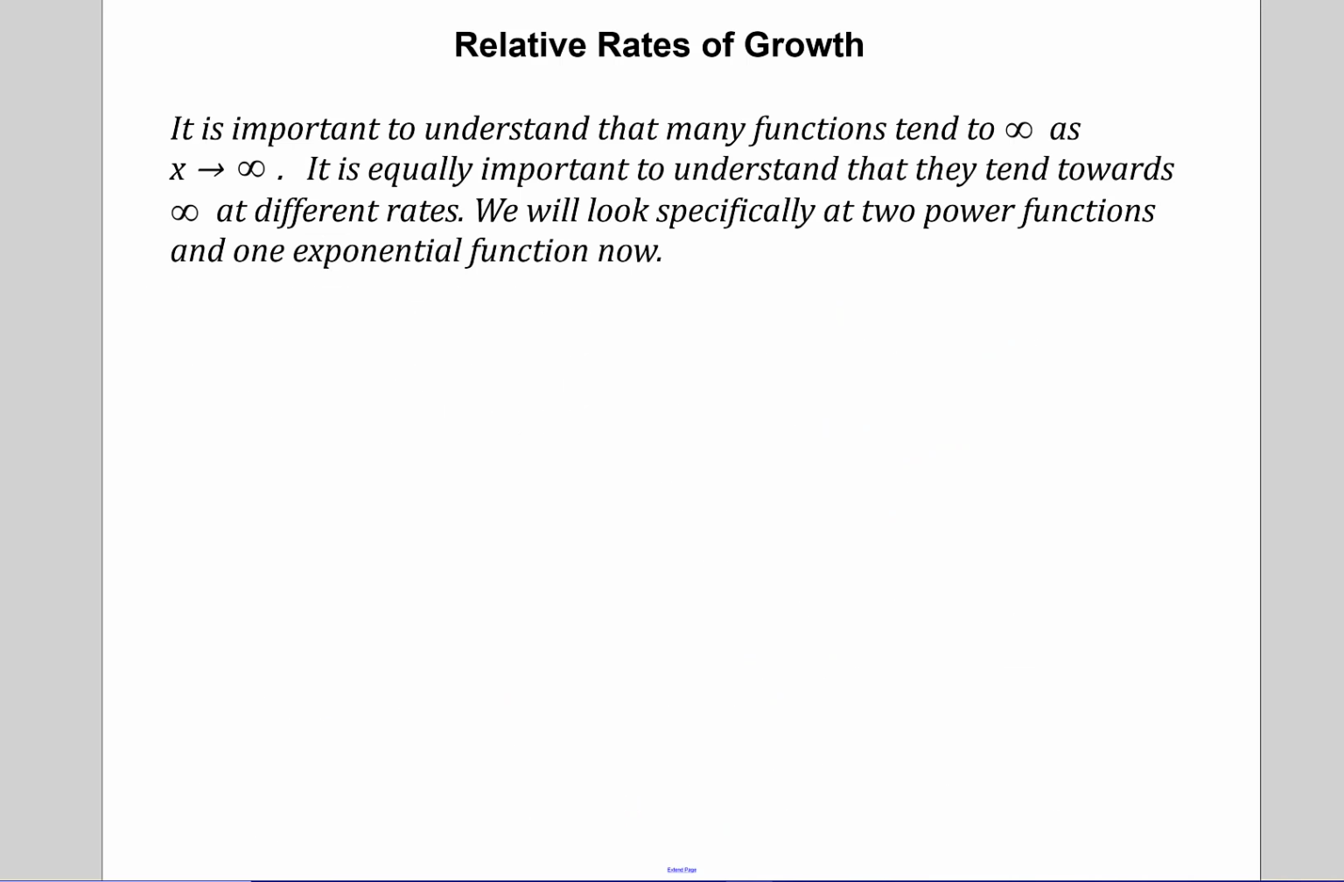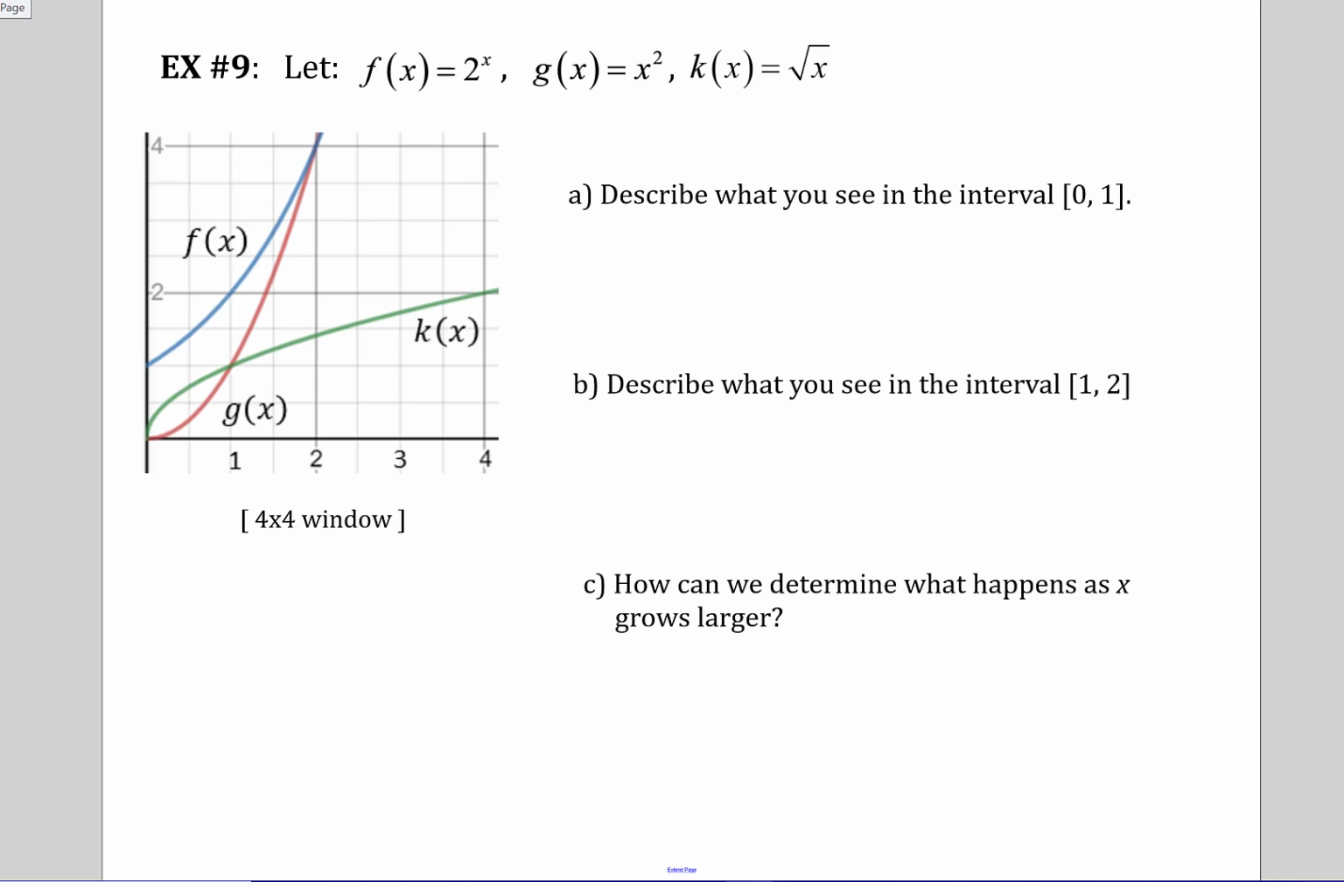So here comes the relative rates of growth. We've got to think about it. It's really important to understand that many functions go to infinity as x goes to infinity. They can go at different rates, fast or slow. So we want to look at 2 power functions and an exponential function first. In this case, we've got 2 to the x is the blue graph, x squared is the red graph, and the square root of x is the green graph.